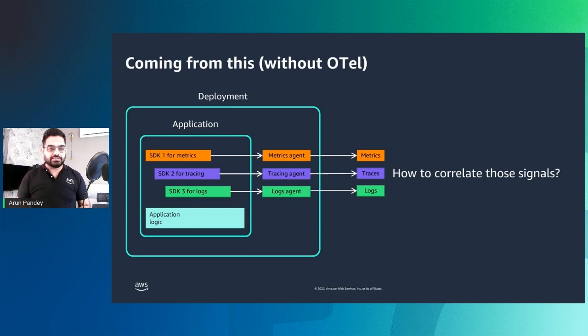Now the different agents will then send this data to different backend targets. So you will have different targets for metrics, for traces, and for logs. This is where you lose a lot of the contextual information, and also you will have a lot of challenges in correlating that information.